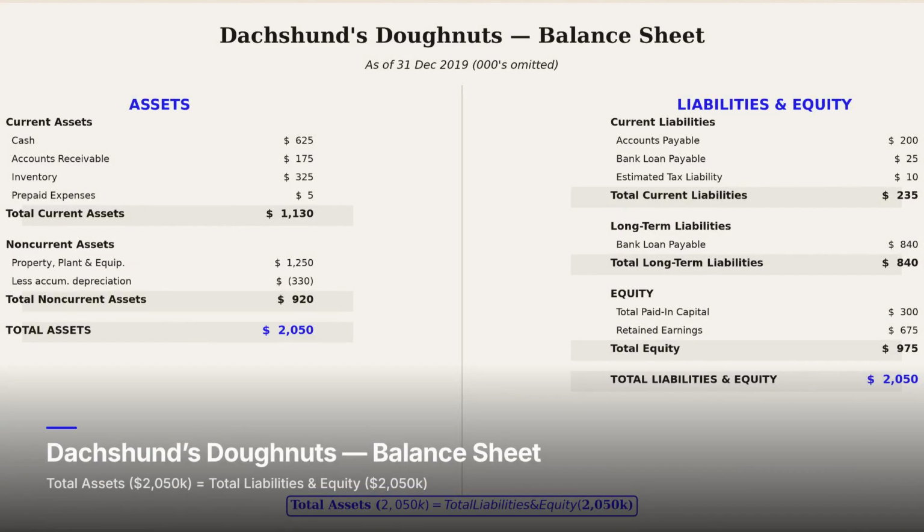Now let's read the sample balance sheet from the source. On the asset side, current assets include cash, accounts receivable, inventory, and prepaid expenses. Non-current assets show property, plant, and equipment, less accumulated depreciation. On the other side, liabilities and equity are grouped into current liabilities, long-term liabilities, paid-in capital, and retained earnings. The important check is that total assets equal total liabilities and equity, 2050 on both sides. That is the practical test of a correctly balanced statement.